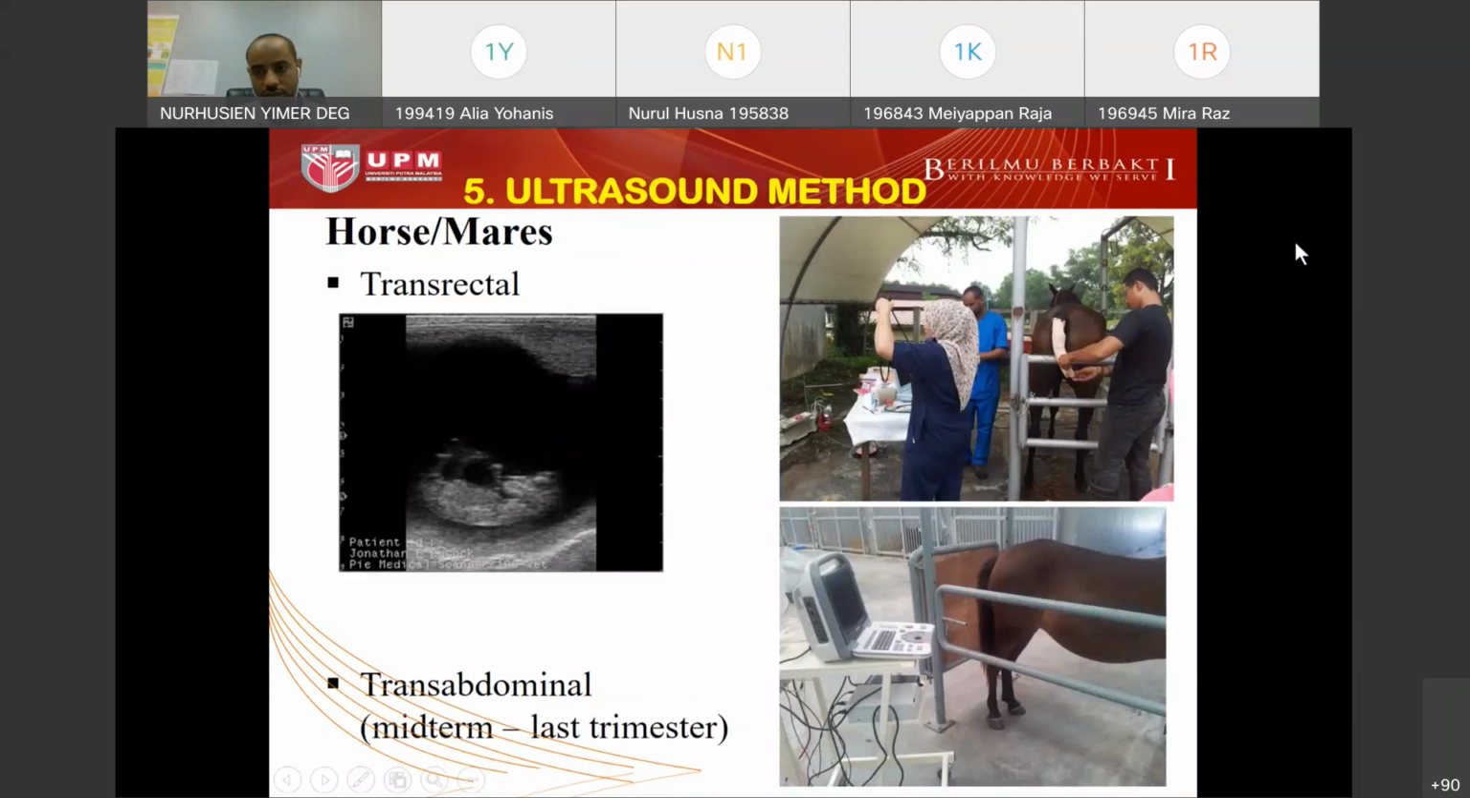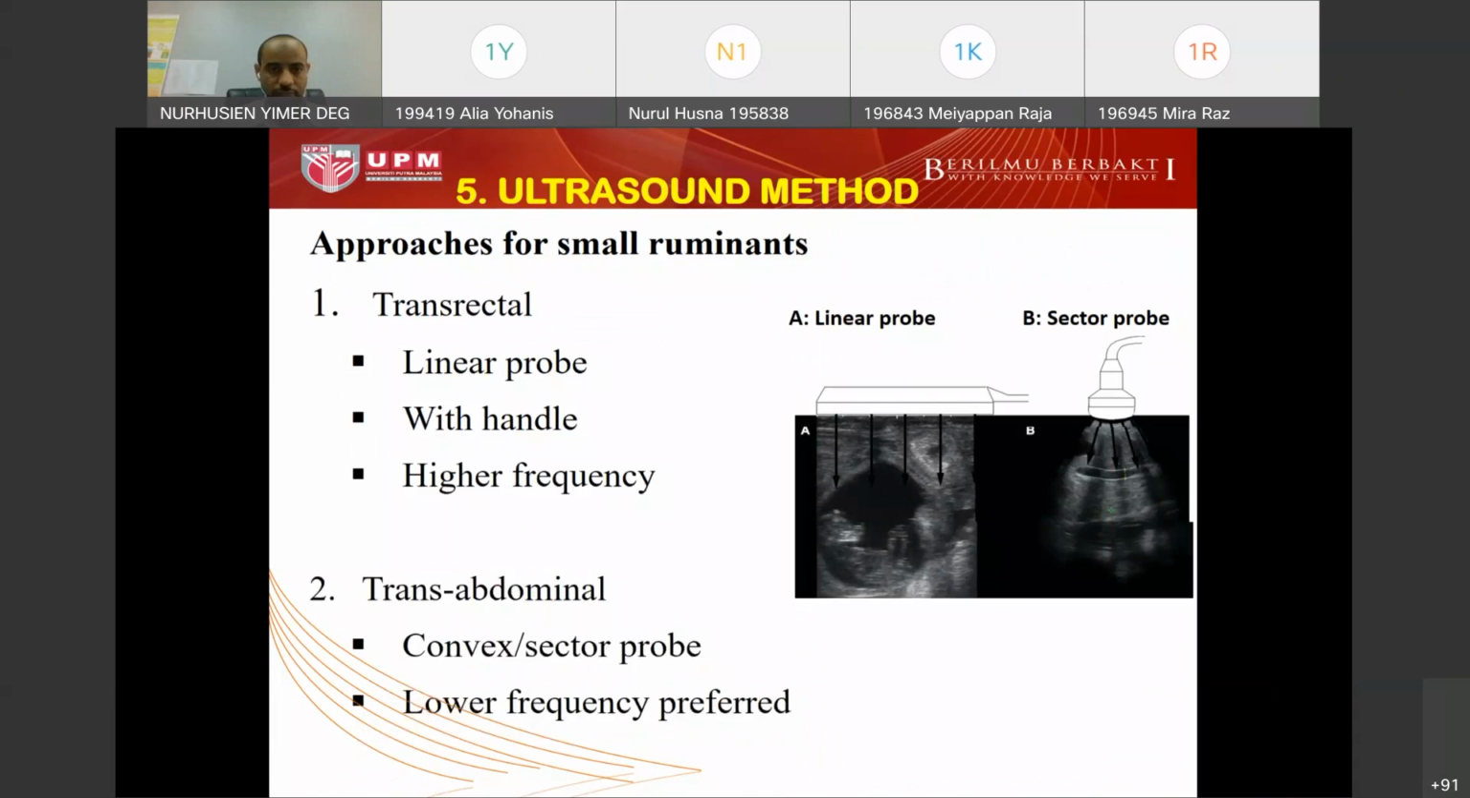In the case of horses, or mares, you can also do the pregnancy diagnosis by transrectal examination as well as transabdominally. Transrectal follows the same principle as I mentioned for cattle. Transabdominal is more applicable in mares, especially in ponies, and it can be done right from the beginning of the midterm period. Midterm pregnancy, like the 3-4 months period, can also be detected using the transabdominal approach. And like cattle, usually you have to wait until about 6 months, during the last trimester.